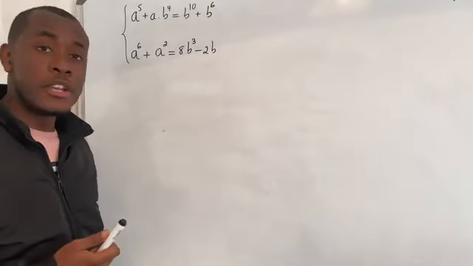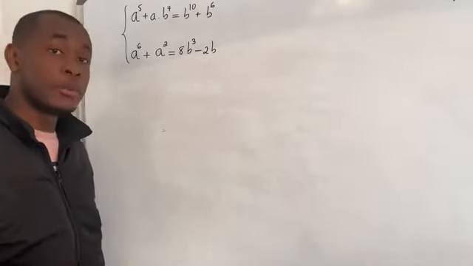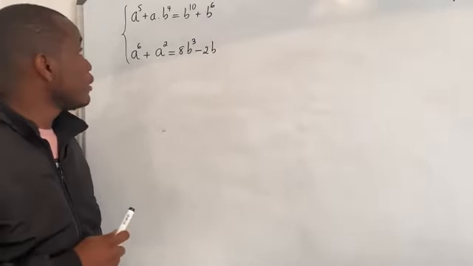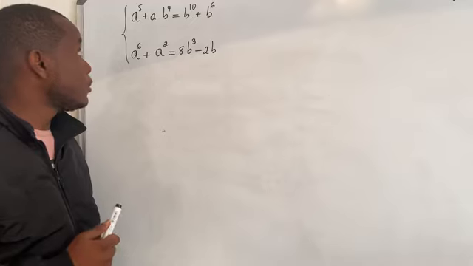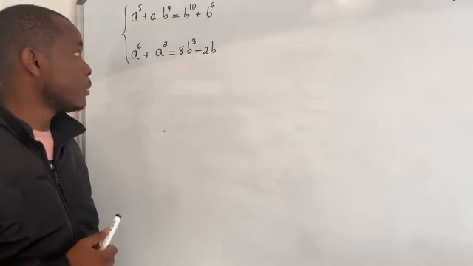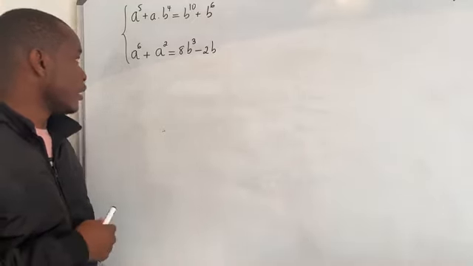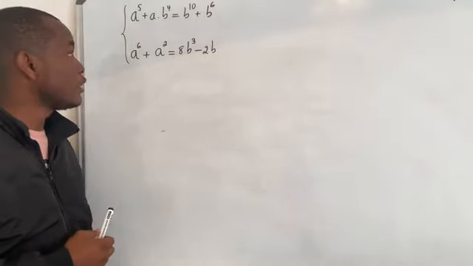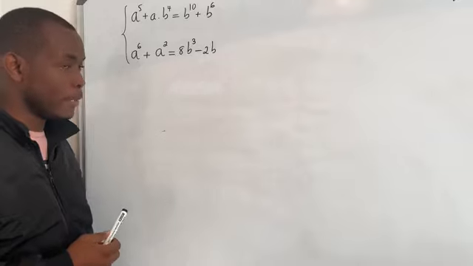Today we have this system of equations, whereby we have two variables, also known as simultaneous equations. The first is a to the power 5 plus a times b to the power 4 equal to b to the power 10 plus b to the power 6. The second equation is a to the power 6 plus a squared equal to 8b cubed minus 2b.